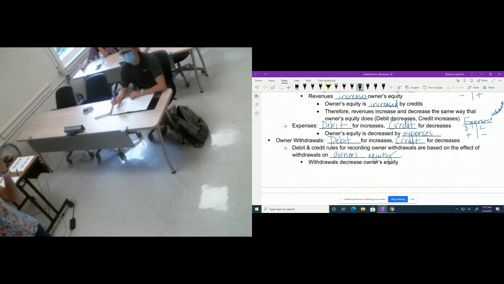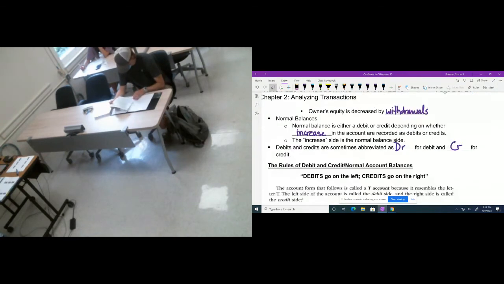So like our asset, like our cash, we always ended up with the balance on the plus side, the debit side. Cash always has a normal debit balance unless you've overdrawn, which we're not going to do in here. So if you ever end up with a negative cash amount, you probably made a mistake somewhere.